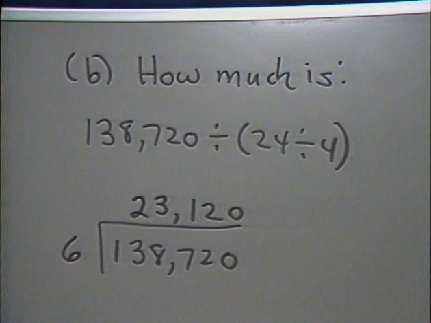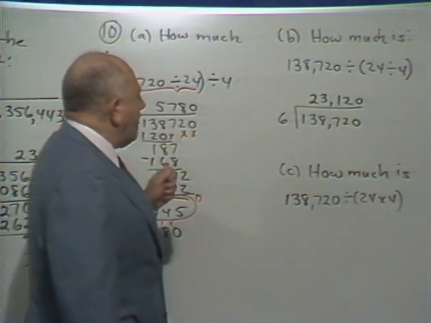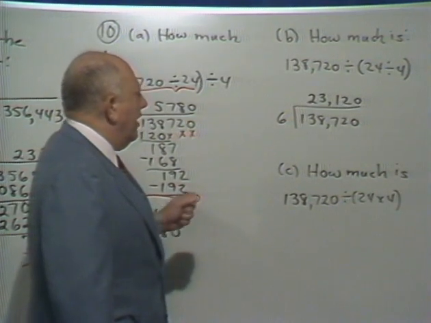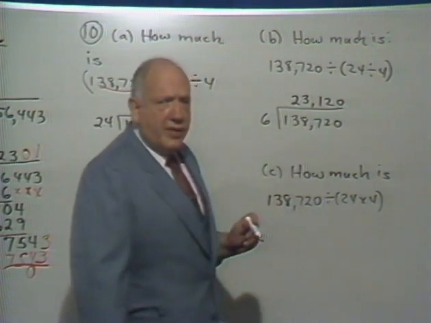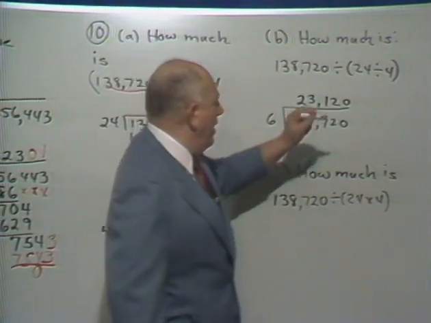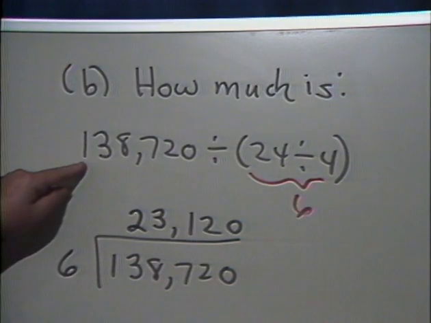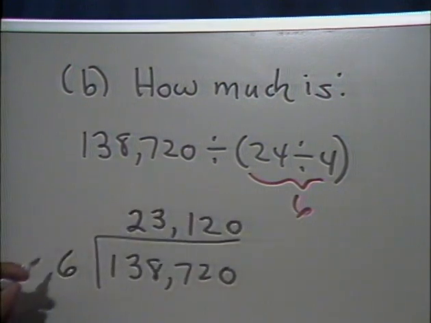Part B looks exactly the same as Part A, except that the parentheses were shifted. Can you see that okay? See, look at Part A and look at Part B, and notice that if I erase the parentheses, both of them read 138,720 divided by 24 divided by 4. But this time, you see, what's inside the parentheses is 24 divided by 4. That has to be done first. That, of course, is 6. So this becomes what? 138,720 divided by 6.